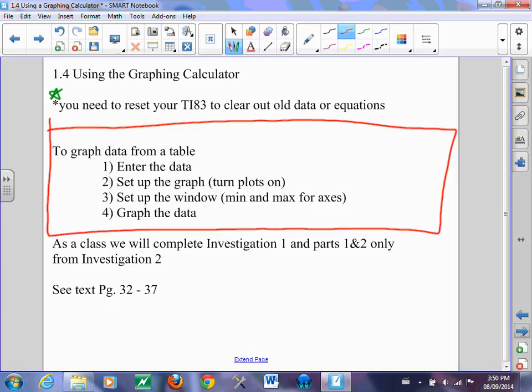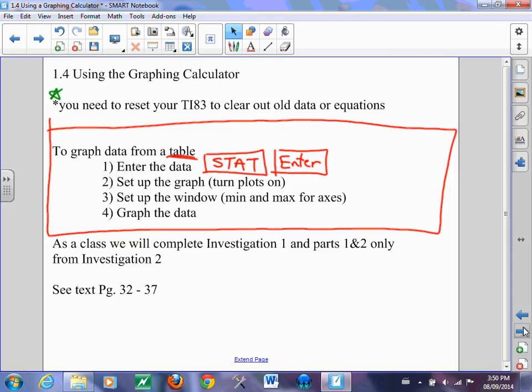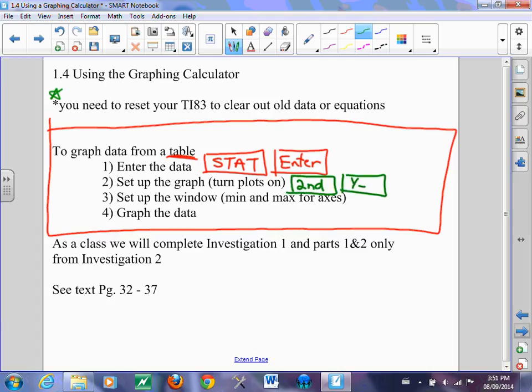So to graph data from a table, so that's giving you ordered pairs, we're going to enter the data. And I'm going to put some buttons in here so it'll be easier for you to do that. So to enter the data, you're going to go stat, which is a button right in the middle, and enter. I'll show you when we do this with the calculator in a minute. Okay, we've got to set up the graph, which means we're going to turn the plots on. So to do that, you need to go second y equals, which is your stat plot.